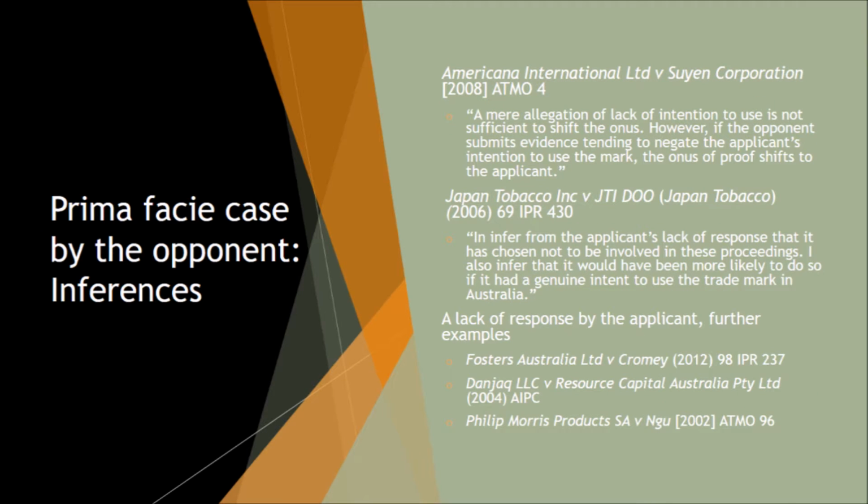A mere allegation of lack of intention to use a trademark is not sufficient to shift the onus, but inferences drawn from evidence will be. So where the onus is shifted and the applicant fails to respond to the opponent's evidence, the application for opposition will be successful. Furthermore, where the onus is shifted, it is not enough for the applicant to merely respond to the opponent's argument. The evidentiary onus to prove intention has shifted.